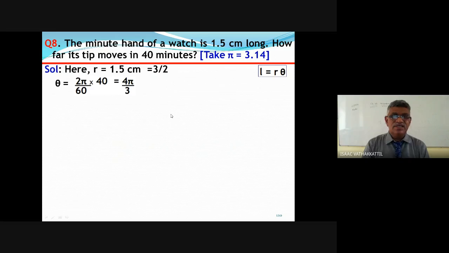Angle subtended in 40 minutes time is 4 pi by 3 in radian. In degrees you can easily see it will be 240 degrees. But we are not talking degrees. In 60 minutes time, the minute hand will rotate 2 pi. So in 40 minutes, it's 2 pi by 60 into 40, right?